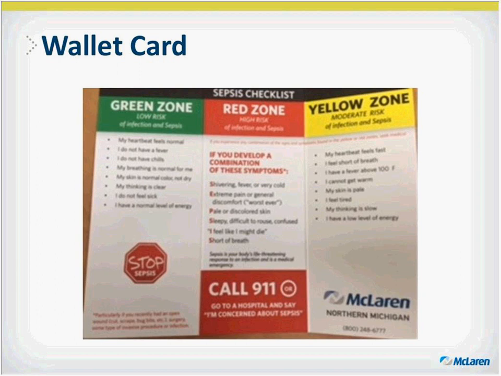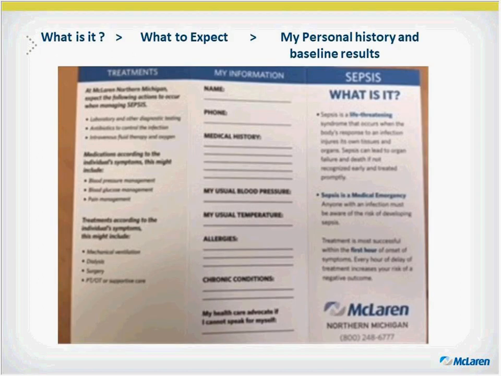This is an internal tool that actually I didn't develop. Our hospital sepsis coordinator developed this. It's a dollar bill-sized wallet card that we can distribute to our dialysis patients. Again, it has the red, yellow, and green theme in a trifold card. One side covers the signs and symptoms and what to do, and the other side reminds patients of what sepsis is, the treatment they can expect to be ordered when they go to the hospital, and a section to document their normal or baseline vital signs, their medical history, allergies, chronic conditions, and who their patient advocate is.